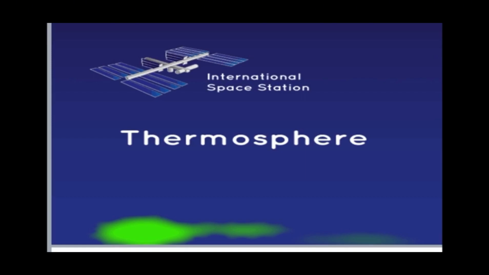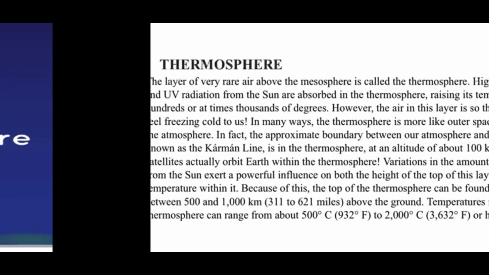Friends, you can see in this picture the International Space Station. All the satellites which are launched go into this layer, the thermosphere, and they start their signaling. So let's learn in detail. The layer of very rare air above the mesosphere is called the thermosphere.